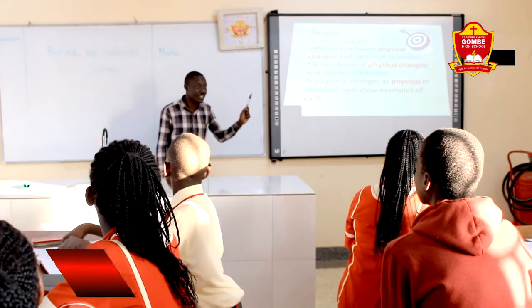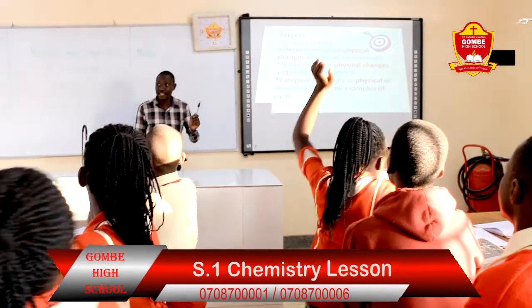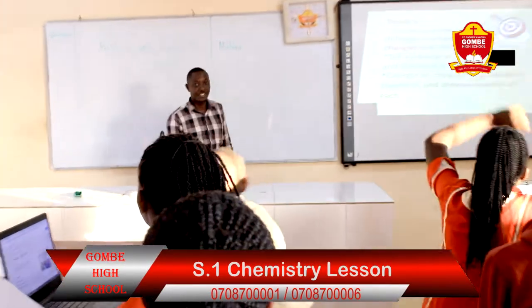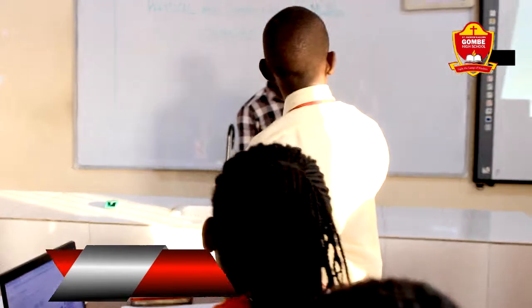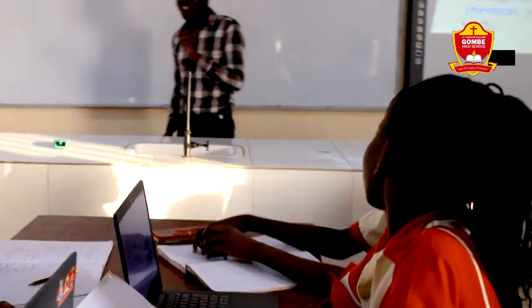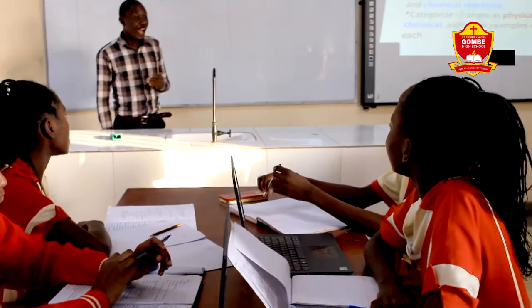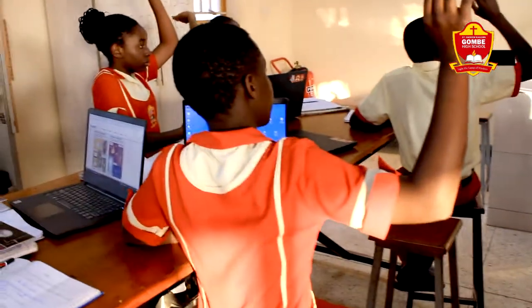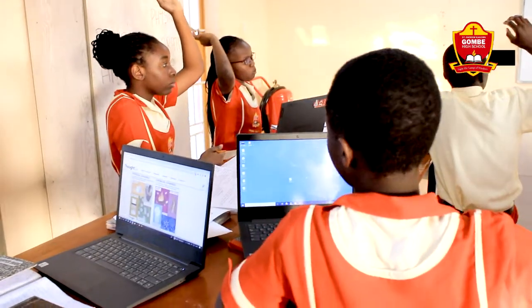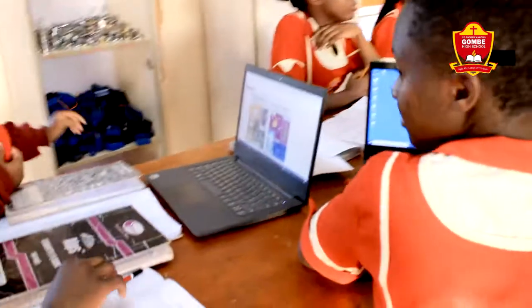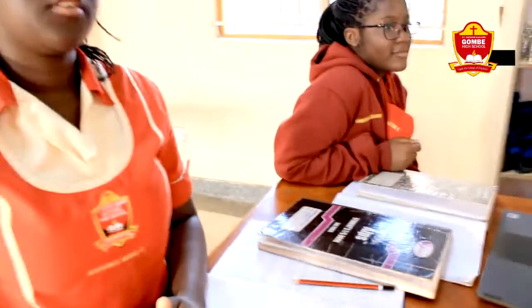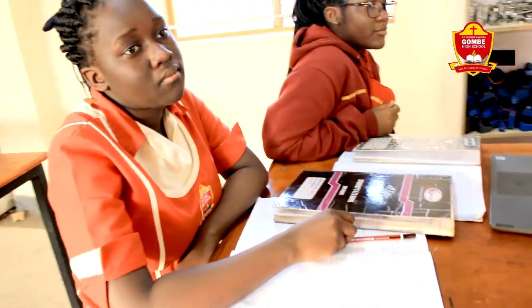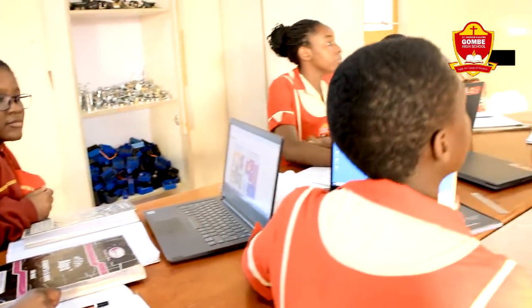Can someone read for us the next target that we have? Our next objective is, yes, tell evidence of physical changes and chemical reactions. And what is the last objective? Yes, Nasonga. Categorize changes as physical or chemical and show examples of each.